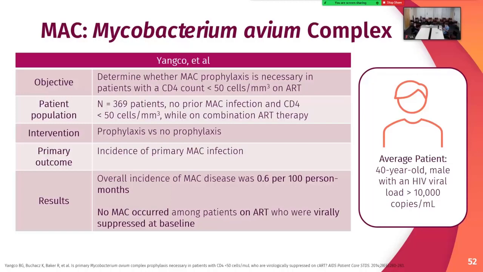They couldn't have any prior MAC infection, and they had to have a CD4 count less than 50 and be on combination ART therapy. Typically, the average patient in this study was a 40-year-old male with an HIV viral load of over 10,000, so they weren't virologically suppressed already, many of them. And they compared prophylaxis to no prophylaxis and found that the overall incidence of MAC disease was very low, 0.6 per 100 person months. So it really wasn't as high as we previously thought, and that no MAC occurred among patients on ART therapy who were virologically suppressed at baseline.